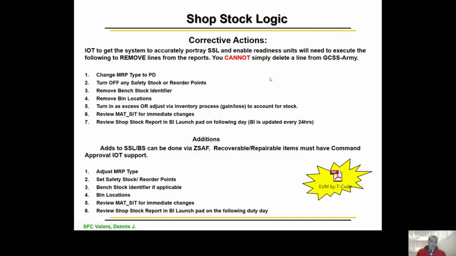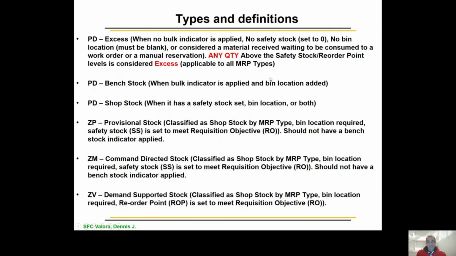So, stock logic. I had a unit reach out to me about a week ago. They keep turning in tires and they keep getting more tires. They turned in 12 tires, they get another 12. The reason for that was they had it as ZV, demand supported stock. So I had to go into the system, change it from ZV, and actually fix the stock level or the replenish point on that. So keep that in mind.